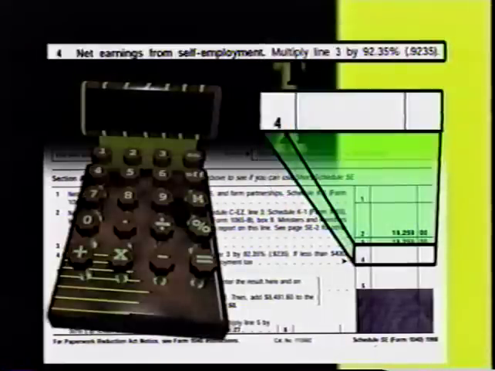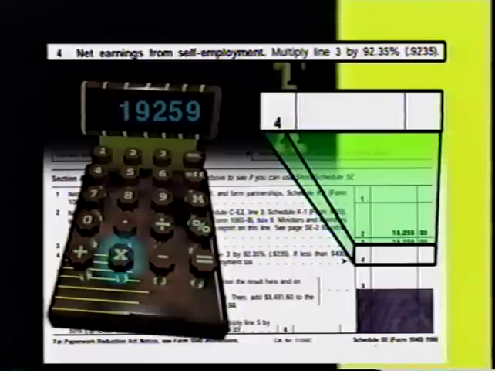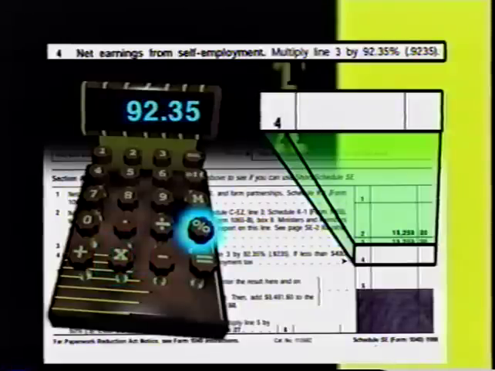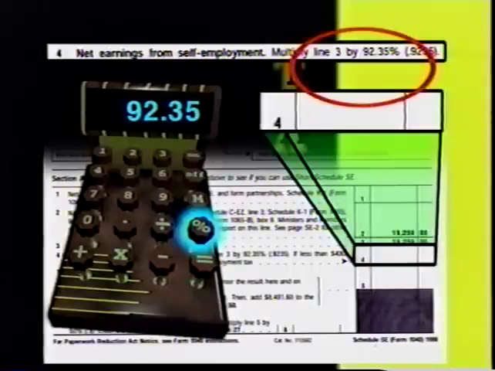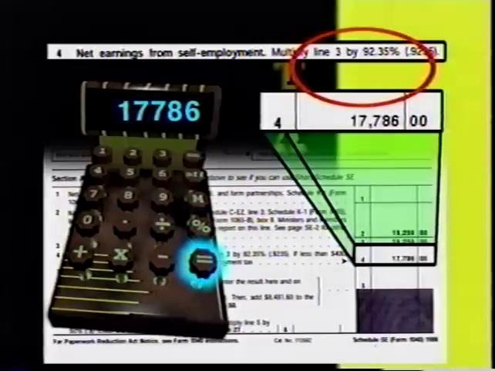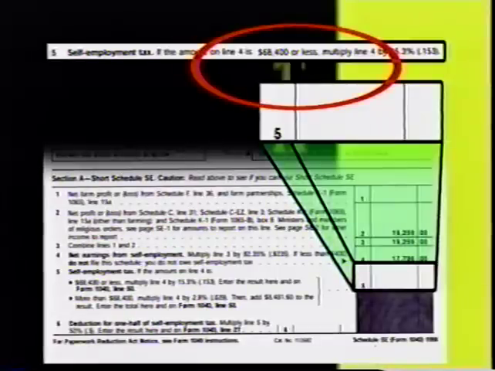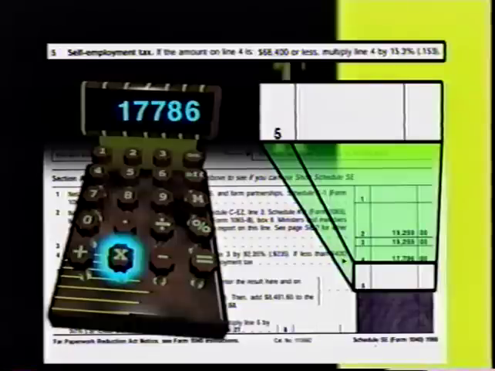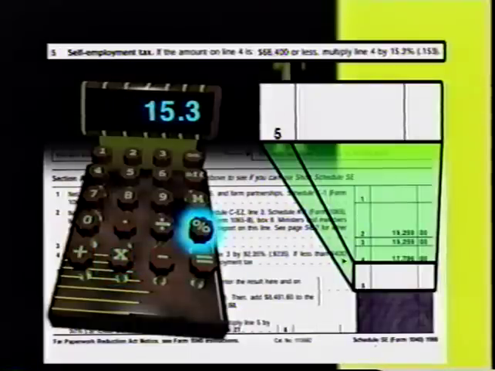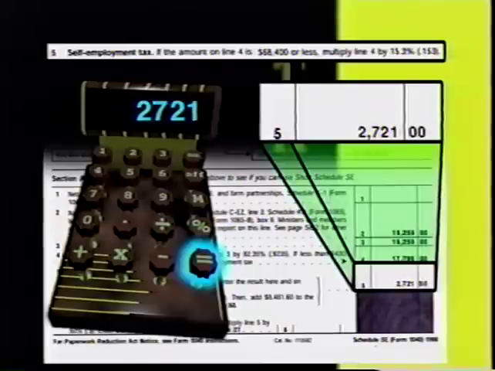Now, to get line 4, net earnings for self-employment, we multiply line 3 by 92.35%. Where do we get that percentage? Well, it's found right here in the Step 4 instructions. This equals $17,786. The instructions for line 5 state that if line 4 is less than $68,400, we multiply line 4 by 15.3%. When we do this, we get $2,721. These are the Social Security payments Vicky owes.